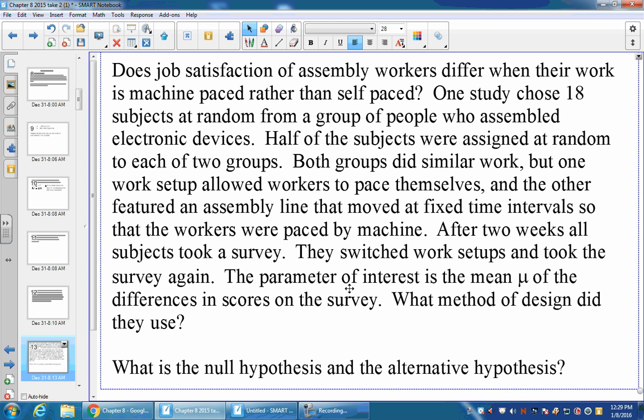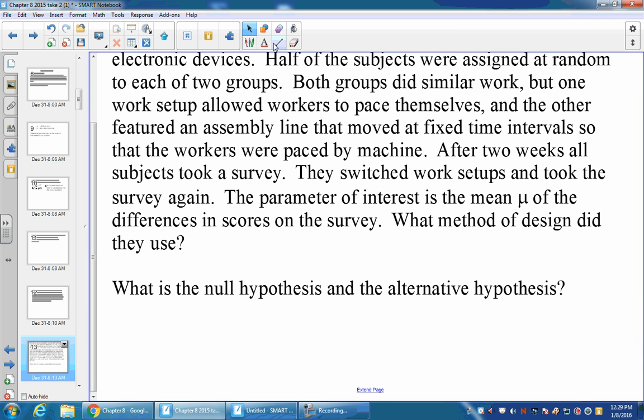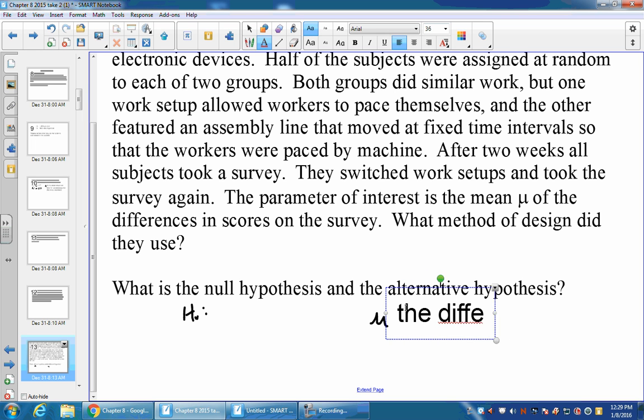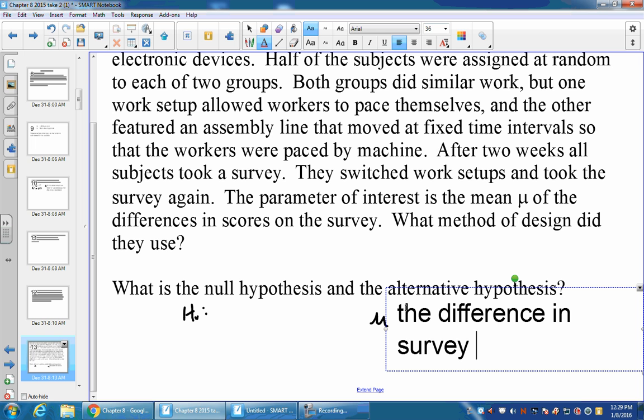Now, this asks what method of design did they use. This one is a matched pairs design. Since each person did the first method and the second method, they can take each of those values and subtract them, and then have one list of the difference of the values. So what is the null hypothesis? In this case, we have a null hypothesis that there's no change. So first, let's define our mu. Mu is the difference in survey scores between the two methods.